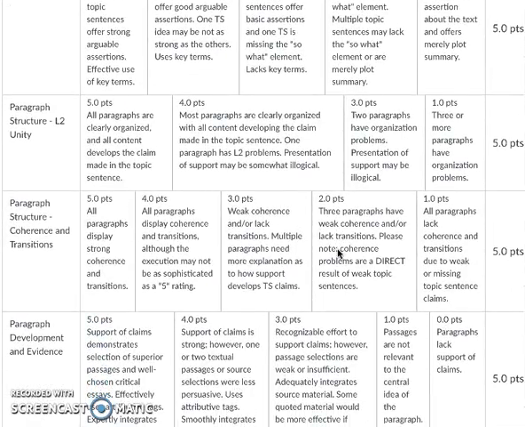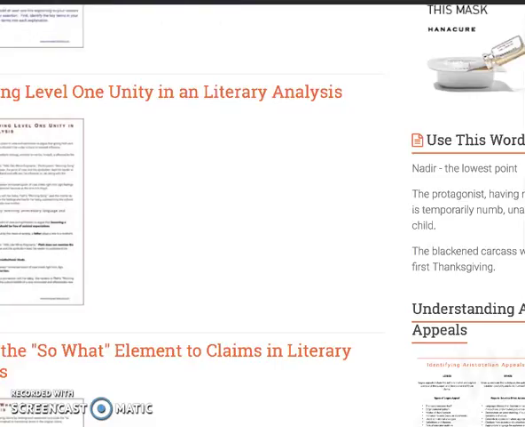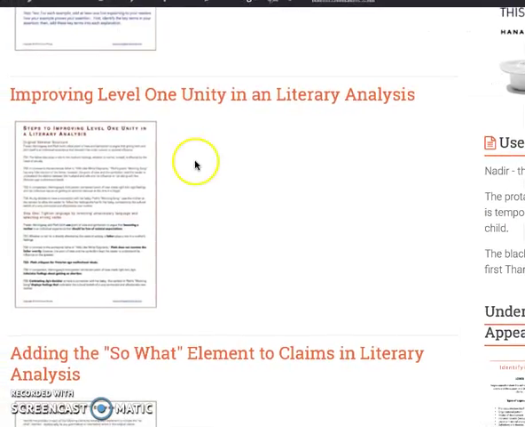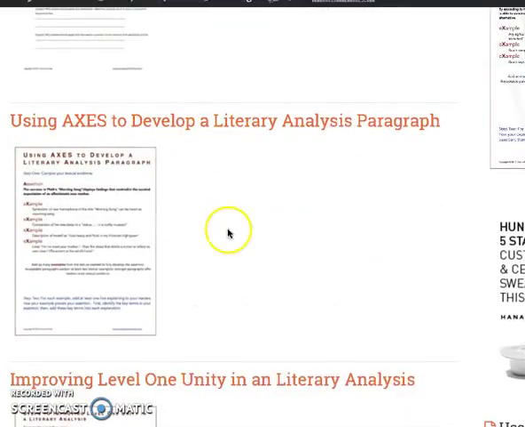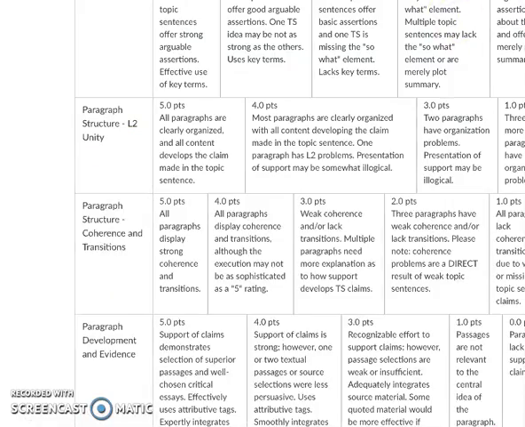For structure and coherence, this is all about that ACCESS document. So if you are out on Writing Teacher Tools and you are in the area of writing about literature, you will see using ACCESS to develop a literary paragraph. So make sure you go through those steps on how to improve the coherence. In ACCESS, your support would be your textual example, or the X, and the E is your explanation. Super important to improving coherence. And again, you might want to take a look at some of the sample essays out on Canvas to see how other writers have been successful in demonstrating strong coherence.